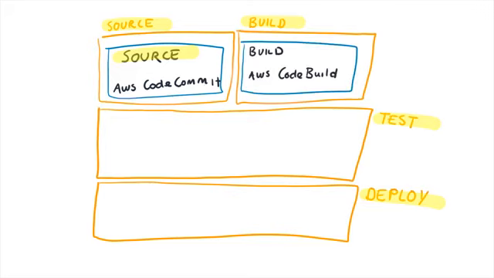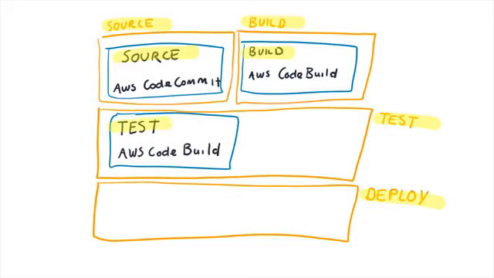Next, a build action. This can be AWS Code Build, doing something like building my Java code, or a third-party integration like Jenkins or CloudBees. Then a test action. Again, this could be Code Build, running some unit tests against my code, or a third-party integration like BlazeMeter is also supported. The code is happy, we have passed our build and test stages.